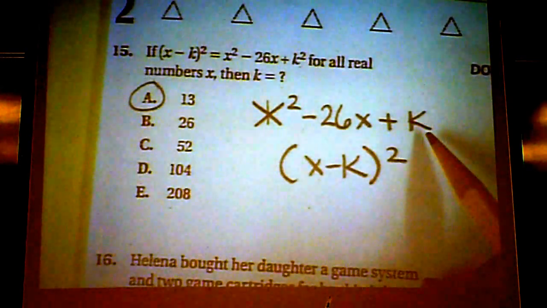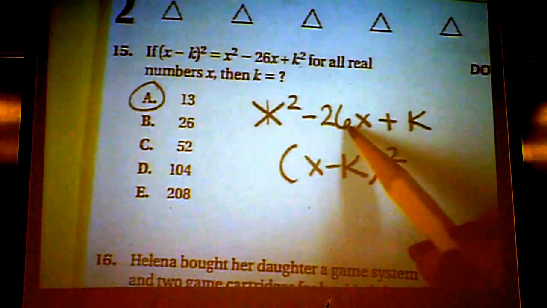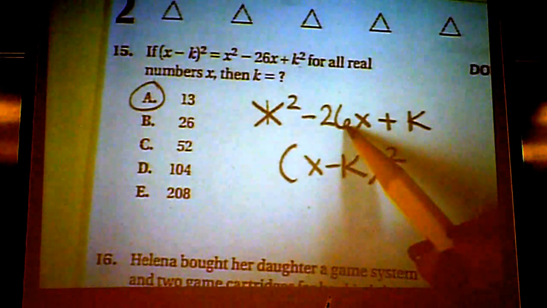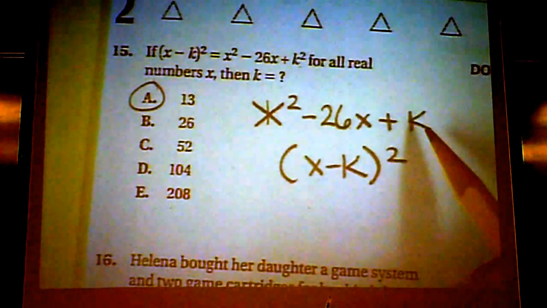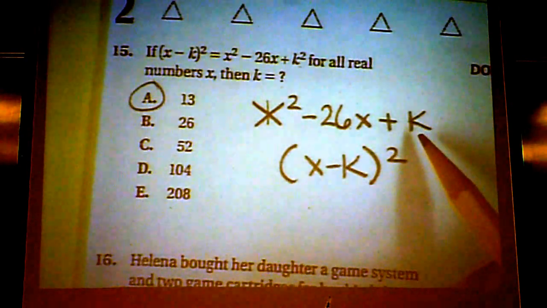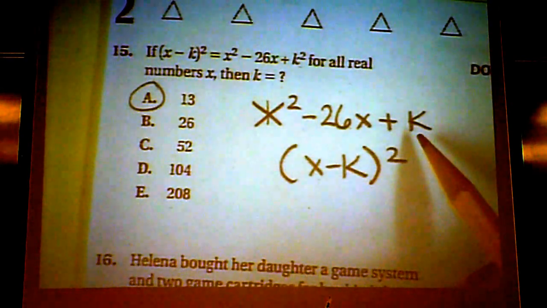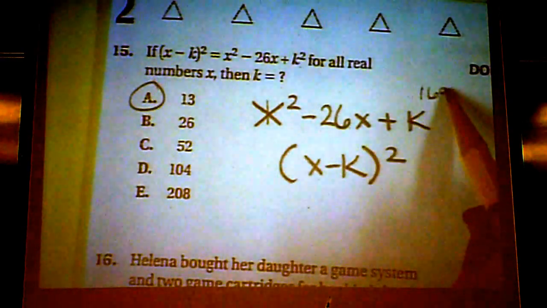Oh. You guys remember how to do this? You take half of this and square it. 26, so k, isn't that 26? Are we doing 13 squared? What's 13 squared? 169. Oh, 13 squared.